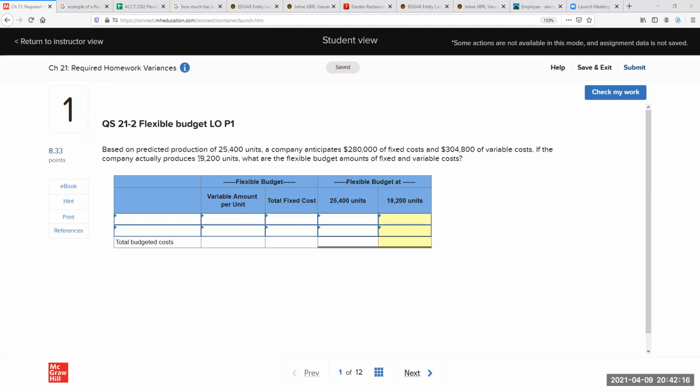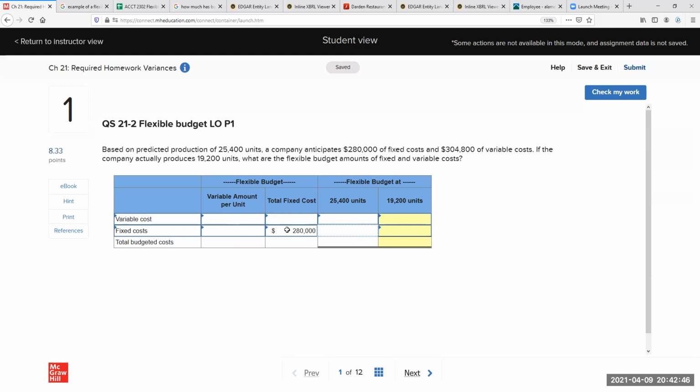So in this case, based on predicted production of 25,400 units, the company anticipates 280,000 of fixed costs and 304,800 of variable. But if it only produces 19,200, not the 25,400, what do you do with it? So down here first, you're going to put your variable costs, and then on this line, we'll put our fixed costs. So let's do what we know right away: 280,000 of fixed costs.